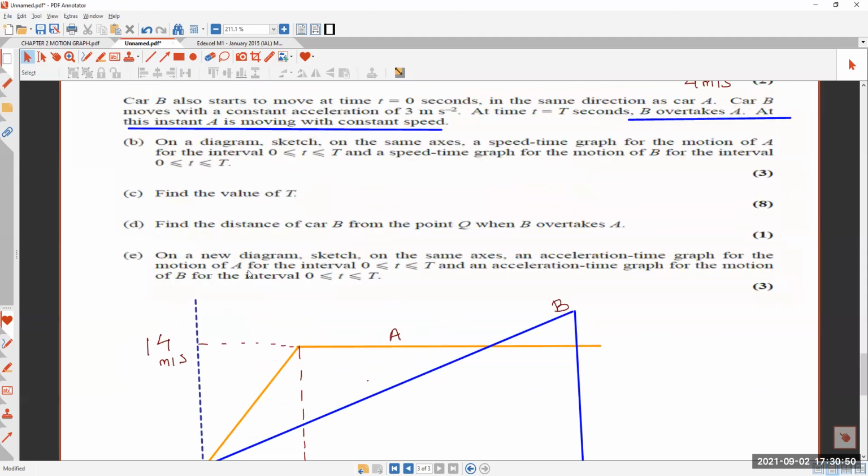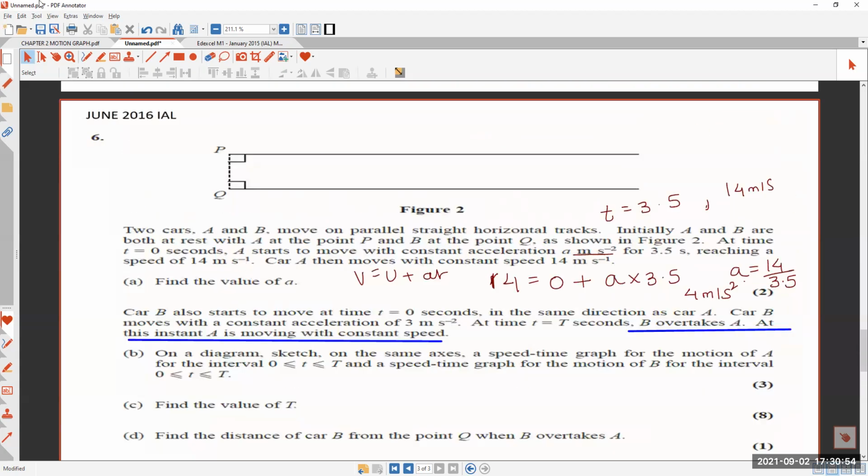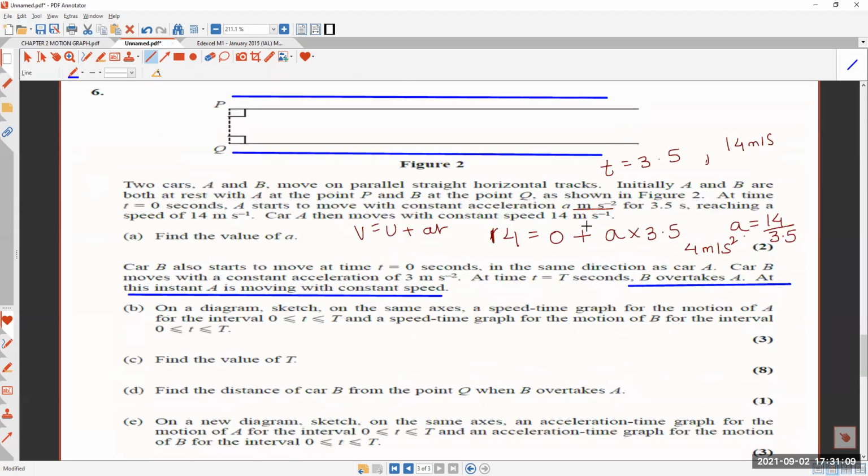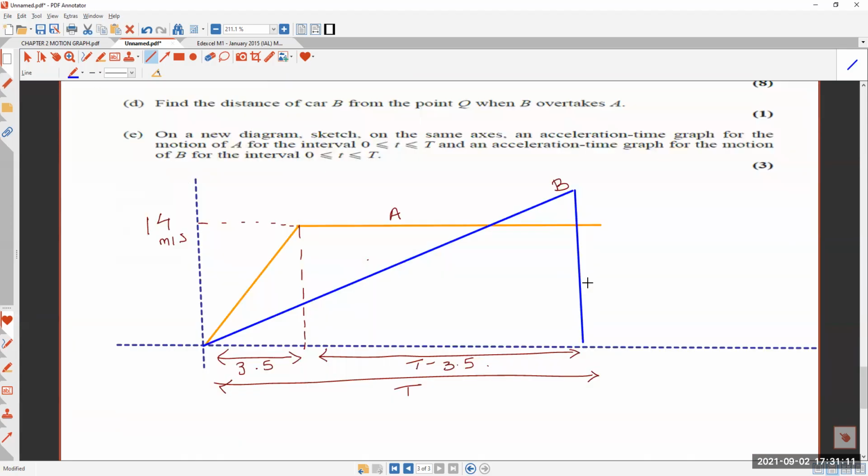Okay, C is: find the value of t now. Find the value of t now. See, both are traveling the same distance, right? He went from here to here, let's say he takes over here, and from here to here. Do you understand that both of them travel the same distance? This is something that you should know. If they both are traveling the same distance, that means both of their area under the graph is the same. Understood? Both of their area under the graph is the same.